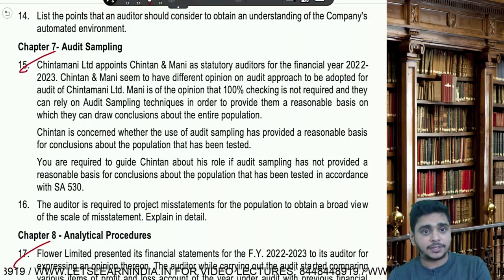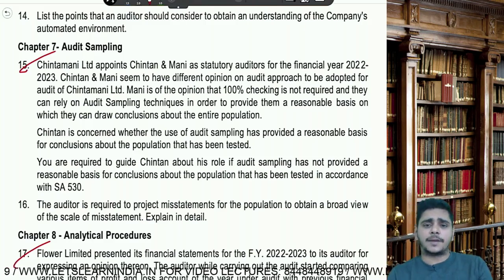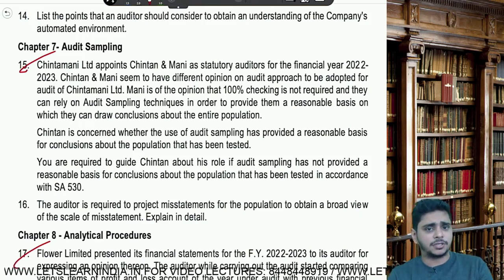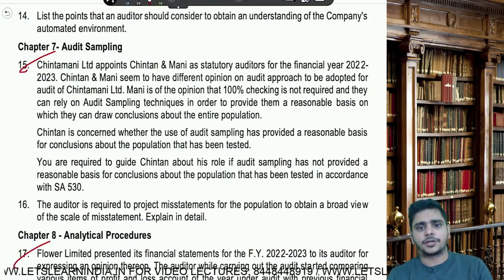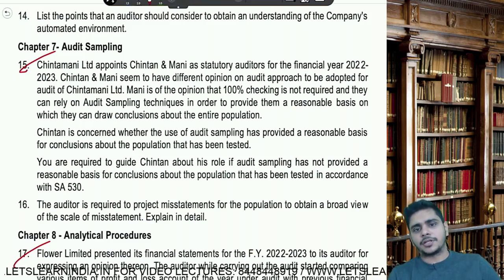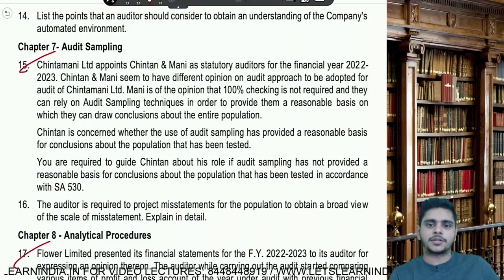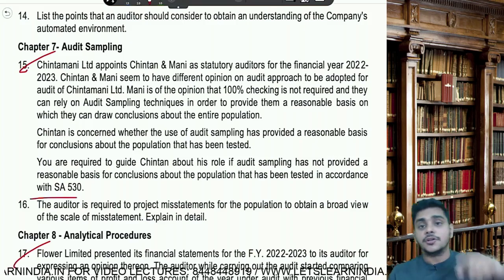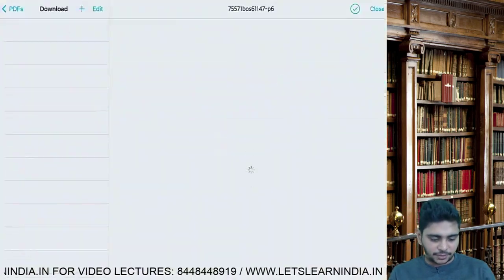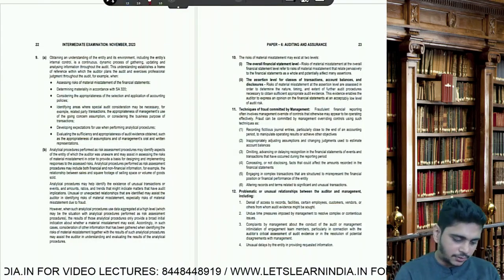Definition of sampling. Chintan is concerned whether the use of sampling has provided a reasonable basis for conclusions about the population that has been tested. You are required to guide Chintan about his role if audit sampling has not provided a reasonable basis for conclusion about the population that has been tested, as per SA 530. So we have to write the definition of audit sampling and the content of audit sampling.